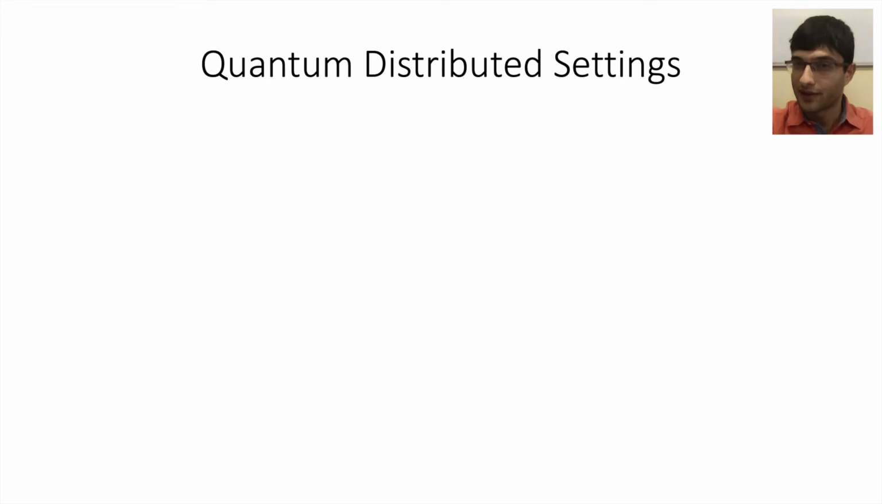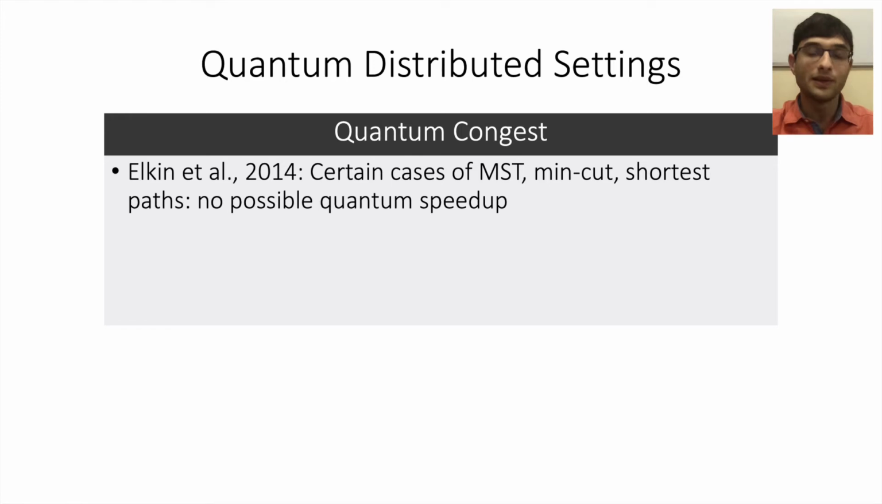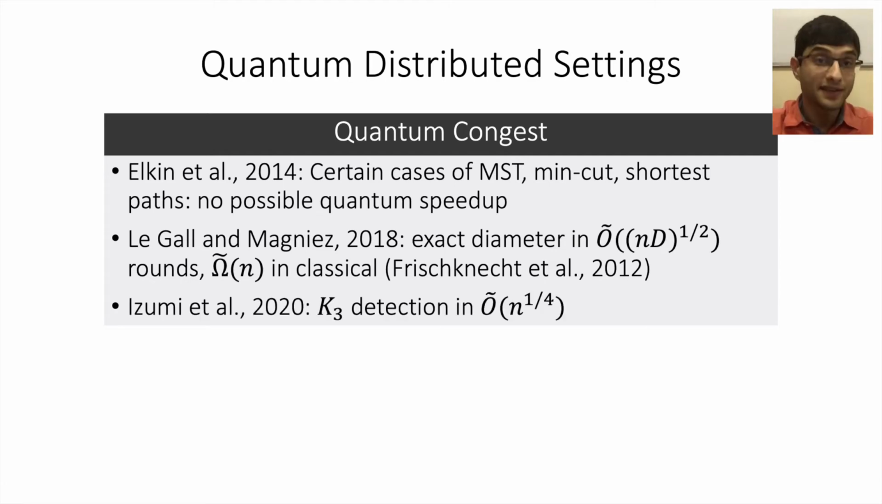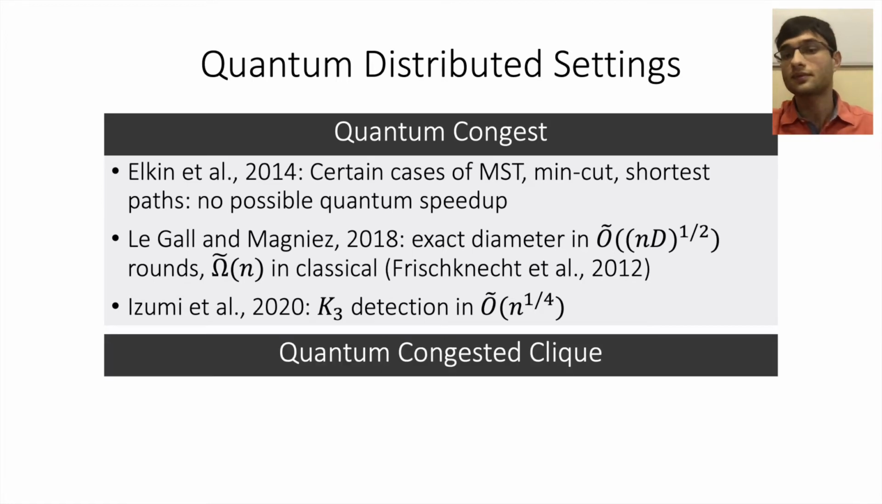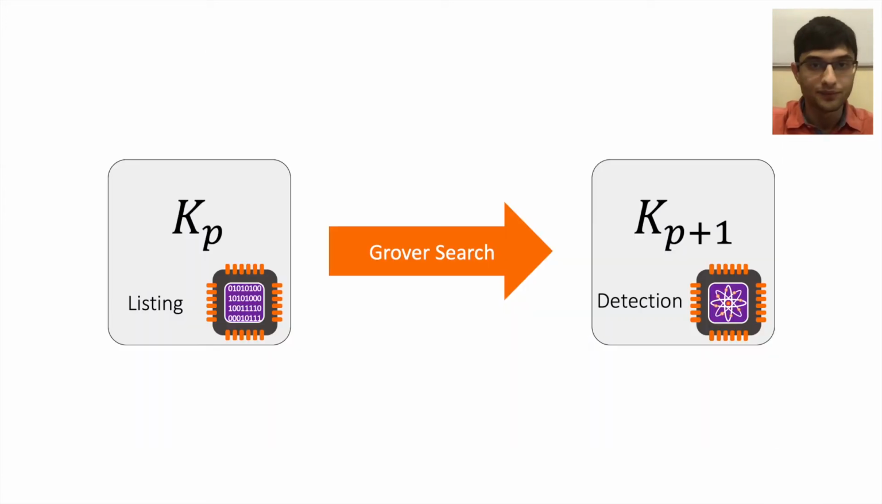In the quantum distributed setting, some algorithms were given. However, it began already in 2014, where it was shown that for many problems, it's not possible to speed up using quantum computation. Recently, it was shown that it's possible to compute the exact diameter faster and even quadratically faster if the diameter is small. And it was also shown that detecting triangles in the quantum Congest model can be done faster than in the non-quantum Congest model, in the regular Congest model. As for the Congested Clique, there is only one result currently known, which is that exact APSP can be computed faster than what's known classically.